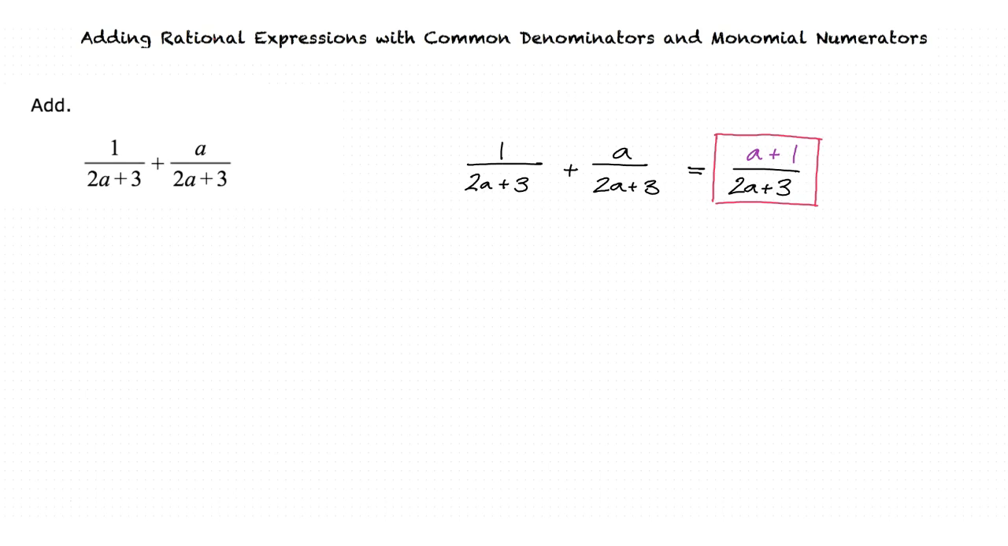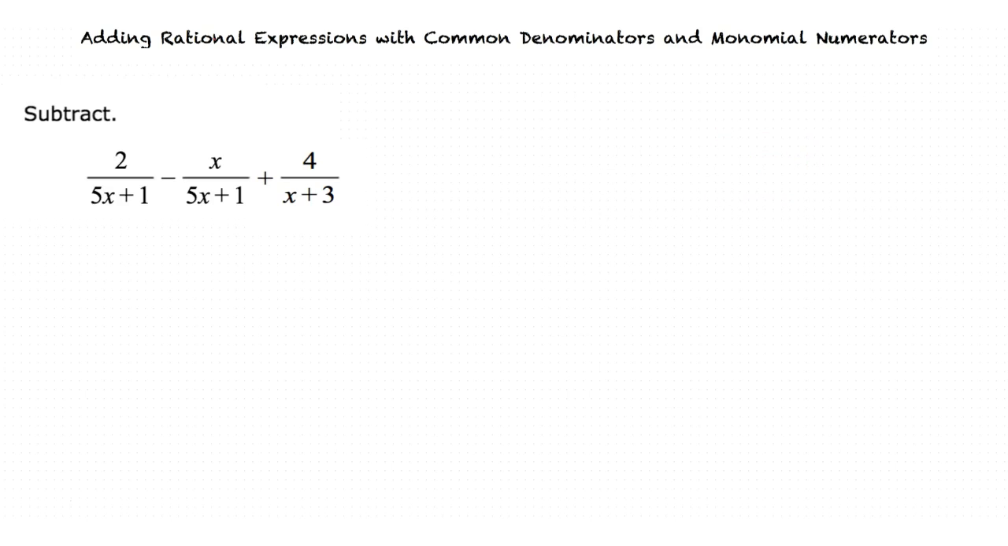Let's take a look at one more problem. This problem is asking for us to subtract x over 5x plus 1 from 2 over 5x plus 1, and then add 4 over x plus 3. What do you think we should do? I know that we can add x divided by 5x plus 1 to 2 divided by 5x plus 1 because the denominators are the same, but I'm not entirely sure what we do with the 4 divided by x plus 3.